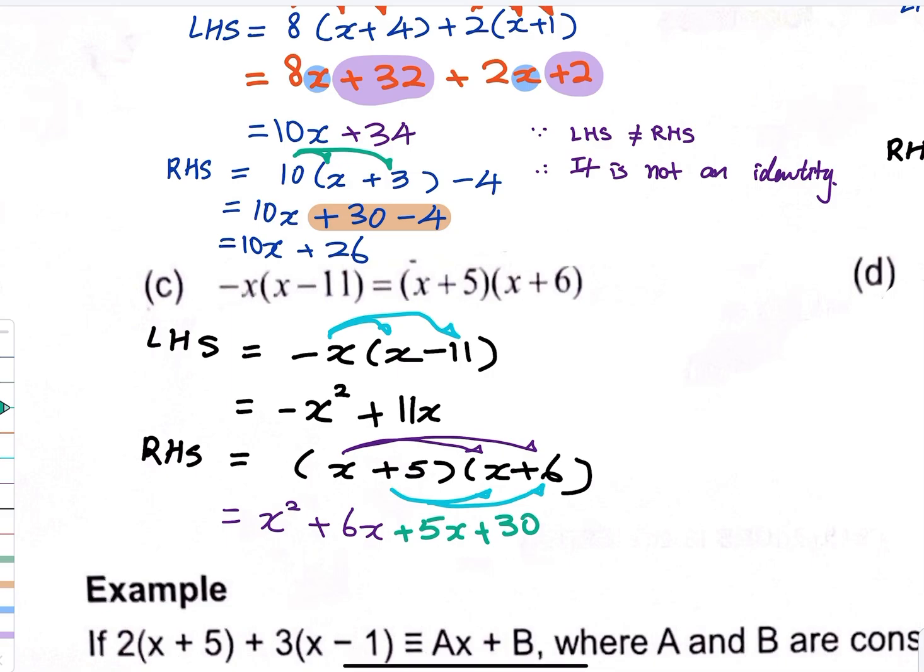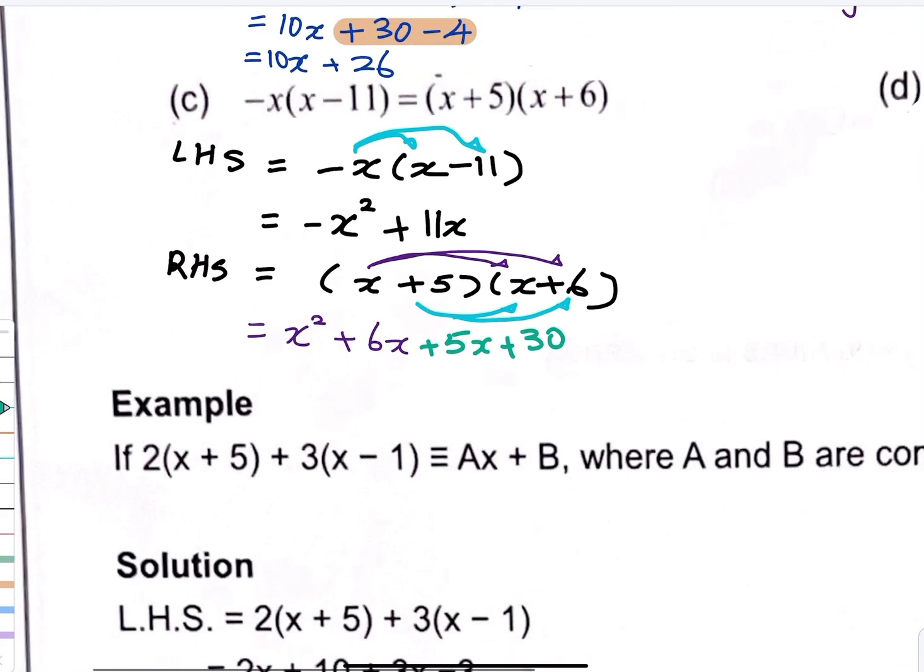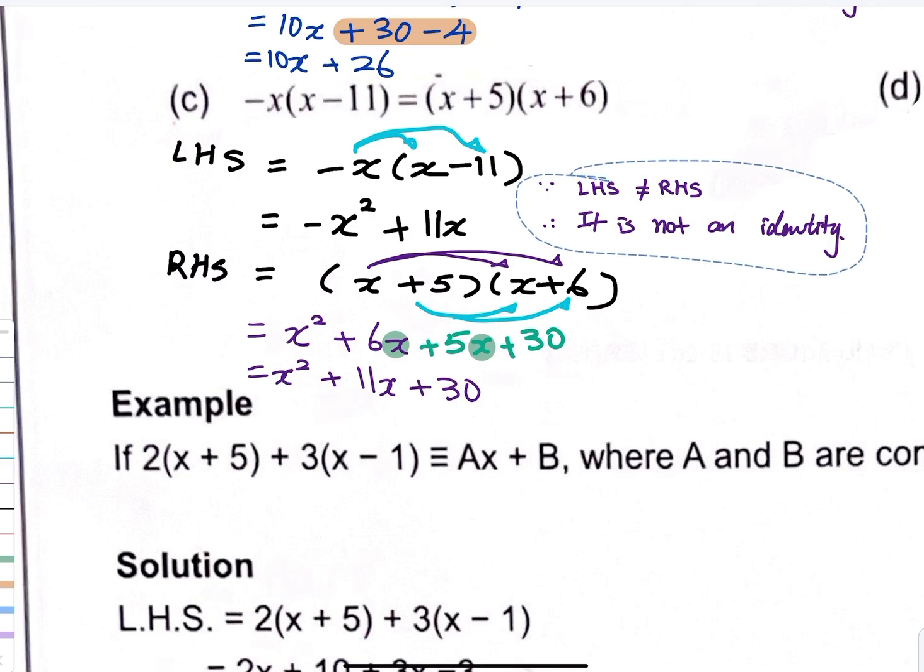And now, do they have any like terms? If they do, you can calculate them together. Okay? So, like terms mean anything that have the same unknowns here. Or, nothing else. So, just copy it now. X squared, 6 plus 5, 11x plus 30. So, is this part same as this part? Nope, they are not. So, what do we say? Since they are not the same, they will not be an identity. Good.